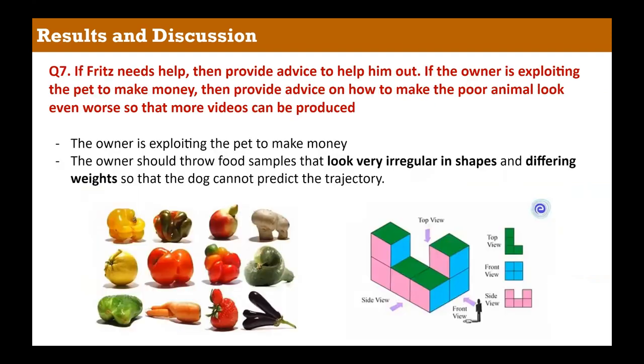Question 7. As stated in question 5, we believe the owner is exploiting Fritz for more money. We believe that by throwing deformed objects and throwing multiple different object weights, the dog will never be able to properly predict the front view of the object since it constantly changes in patterns, and the different weights can attribute to different terminal velocities affected by air drag.